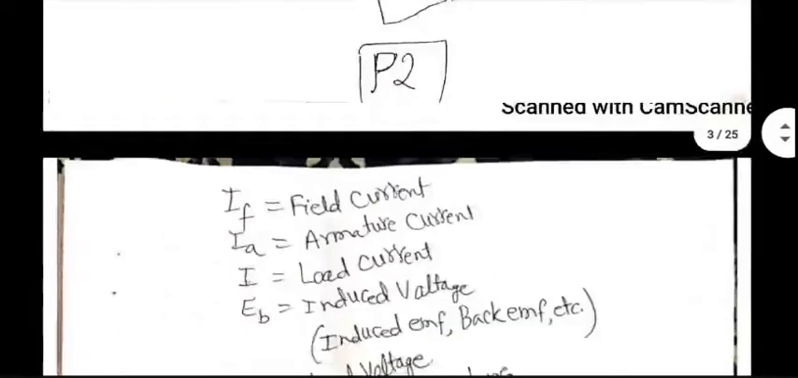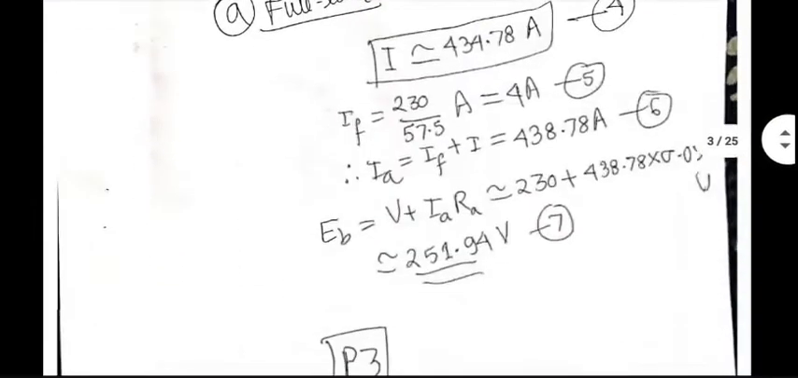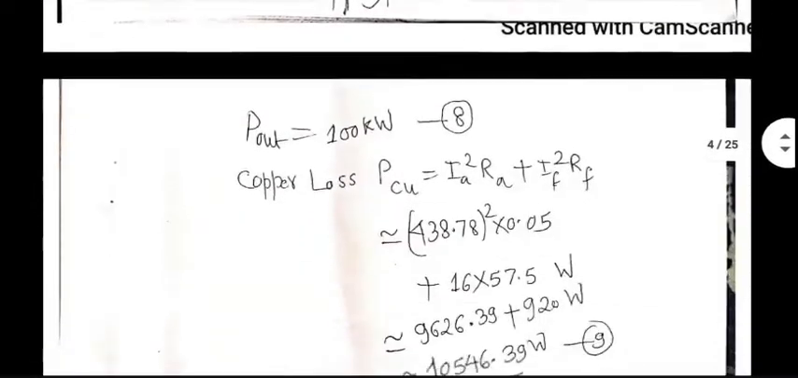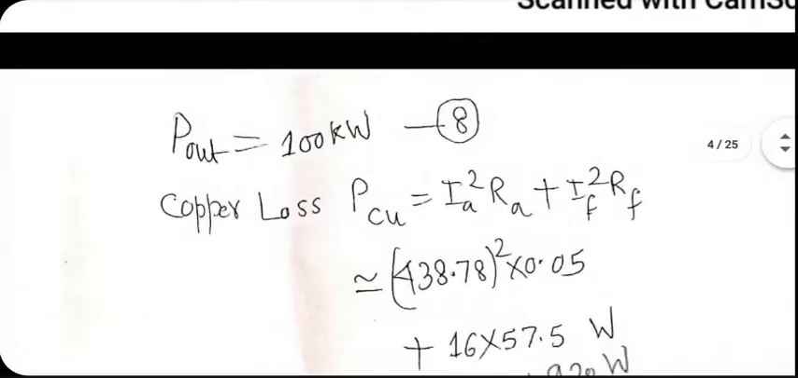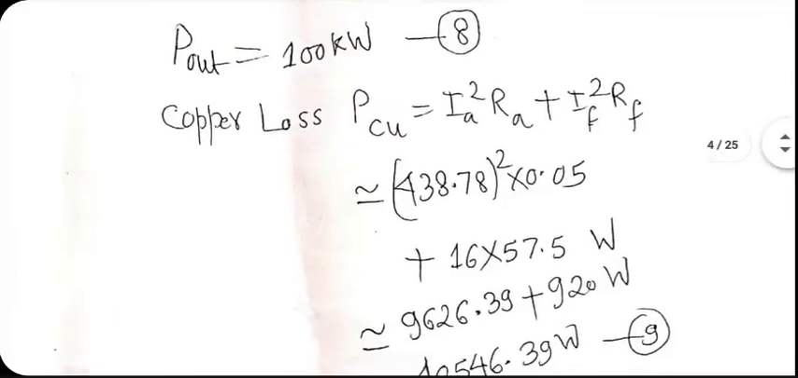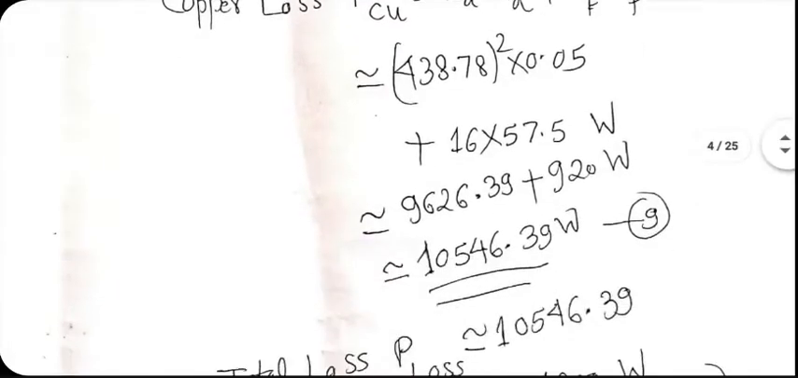We are looking at part A, which is full load right now. So EB is known. Now, how about efficiency? Output power is obviously 100 kilowatt. It's a full load case. Copper losses have to be calculated, which will be IA square RA plus IF square RF. You know IA, you know IF, you know RA, you know RF. Plug in all the values. Double check my calculations, please.